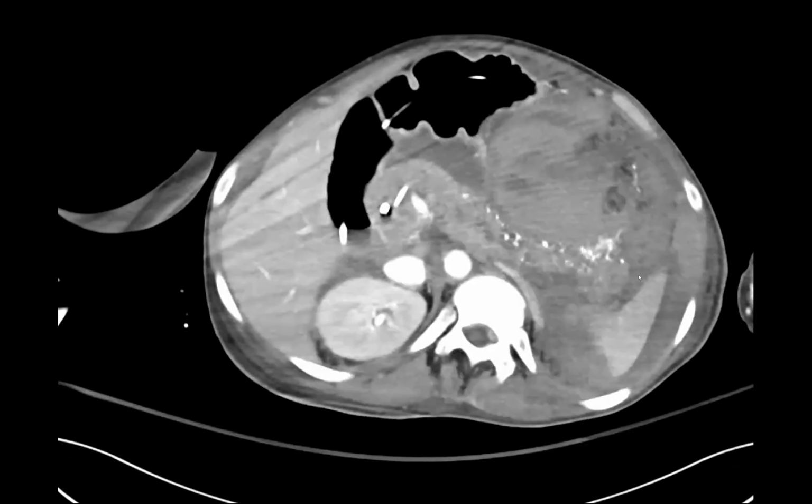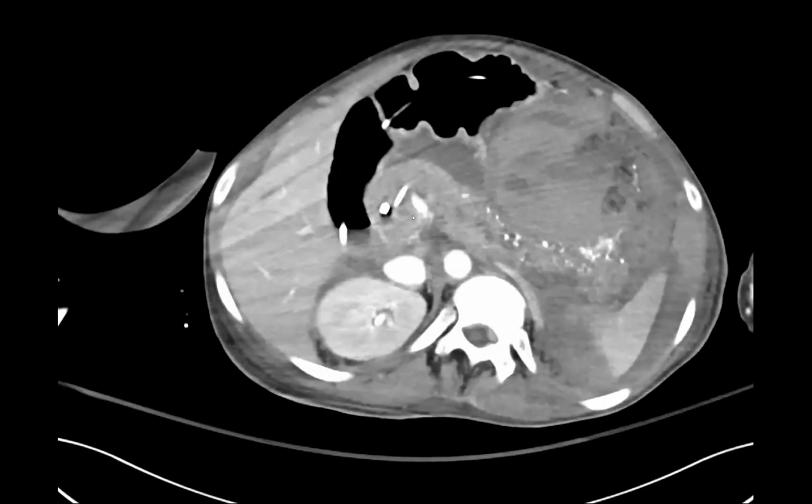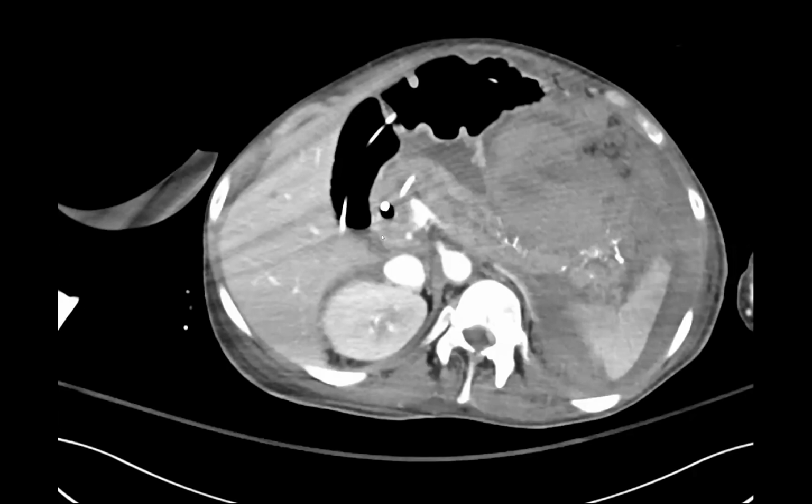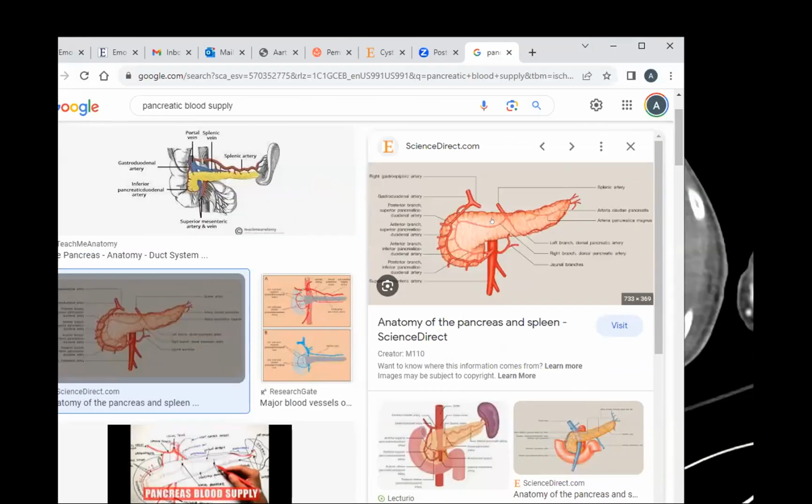You only need 25% of your pancreas to make enough insulin to not become insulin dependent. So, the head here is still okay. Another thing I wanted to share was the blood supply of the pancreas. Just to review, the body and tail are supplied by the splenic artery and branches of the splenic artery that are called the pancreatic artery.